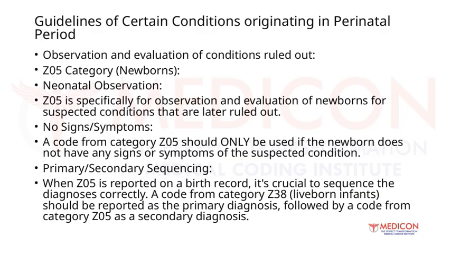Additionally, when reporting Z05 on a birth record, proper sequencing is crucial. The primary diagnosis should be a code from category Z38, which covers live-born infants. The Z05 code should then follow as a secondary diagnosis. This sequencing helps ensure clarity and accuracy in medical documentation and billing. Overall, these guidelines help us accurately document cases where newborns are observed for potential issues that are later ruled out, ensuring proper coding practices are followed.